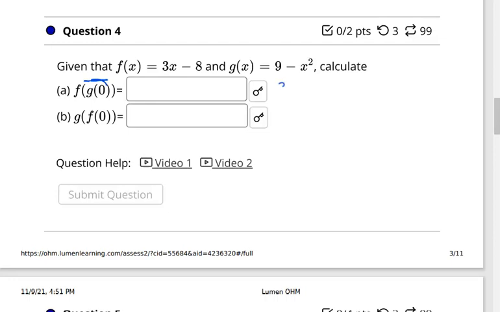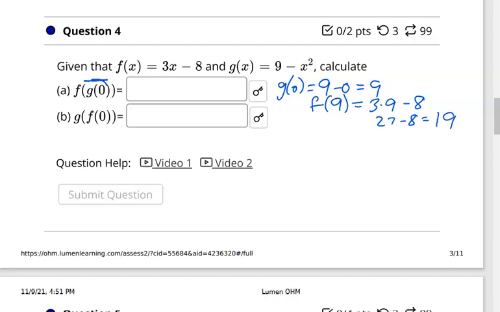So g of 0 is 9 minus 0 equals 9. But now that goes inside of f. So f of 9 is equal to 3 times 9 minus 8, which is 27 minus 8 equals 19. So that's the answer. f of g of 0 is 19.